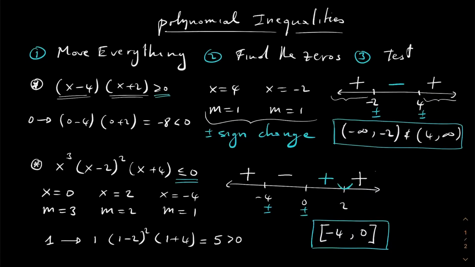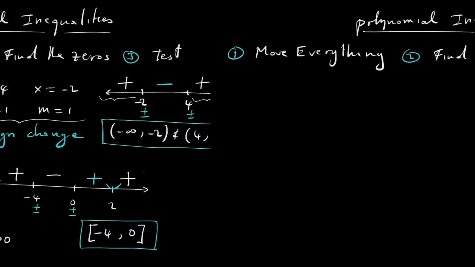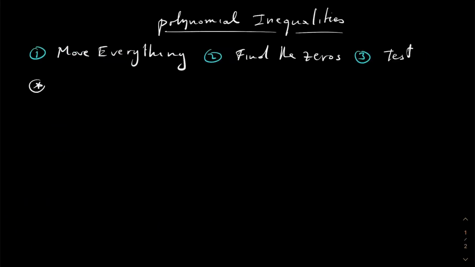Okay, so those are 2 examples where the polynomial is already factored, so it's easy to find the zeros. Let me give you more examples where the polynomial is not factored already, and you have to actually go ahead and find the zeros in order to continue. So my third example here is x cubed plus 2x squared minus x minus 2 bigger than or equal to 0. And so with this, my first step is already done because everything is moved to one side. My second step is going to be to find the zeros of this polynomial.